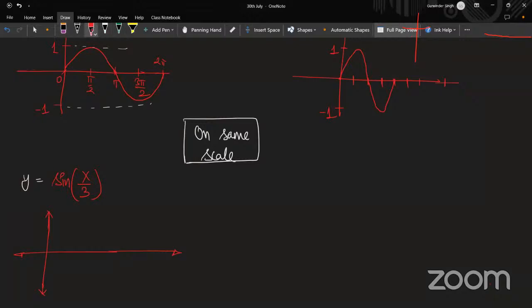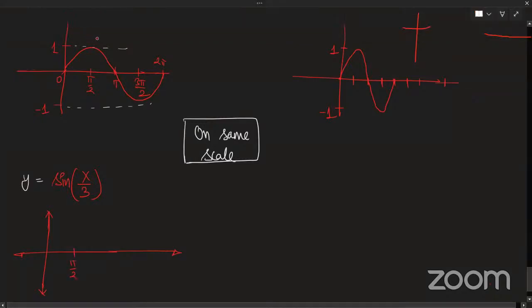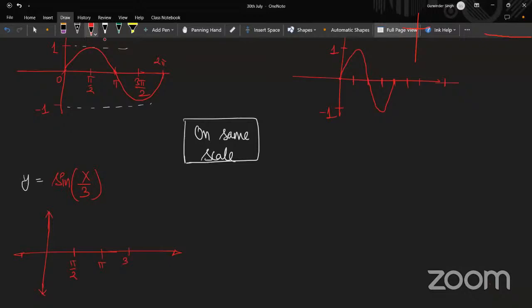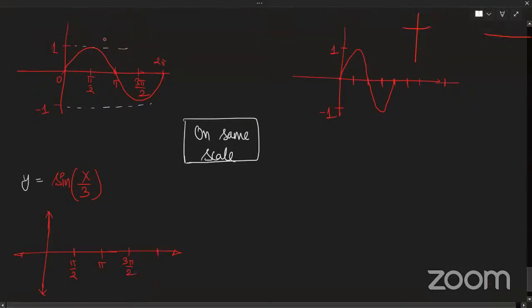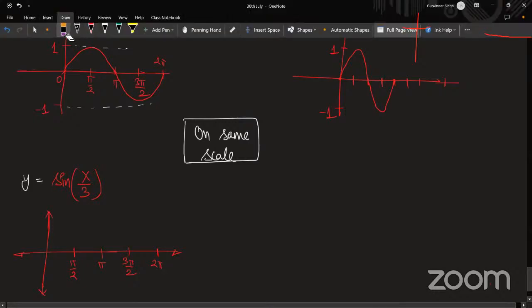So my function will grow, 3 pi by 2, 3 pi. Oh, sorry. Yes, sorry, please correct. 3 pi. I'm just making it on the same scale, no. I have to make it on same scale also to show, no.